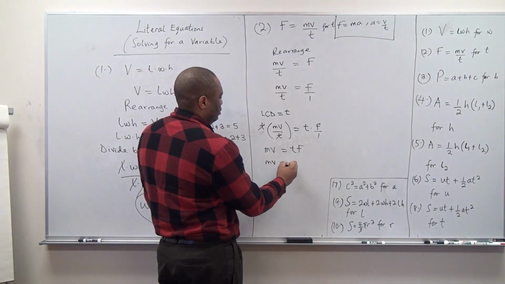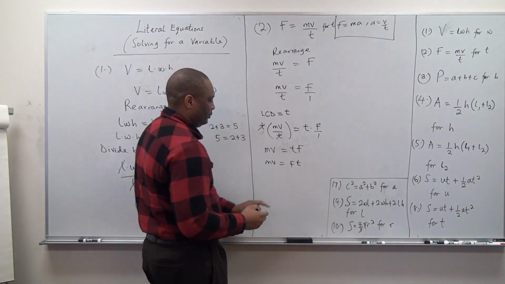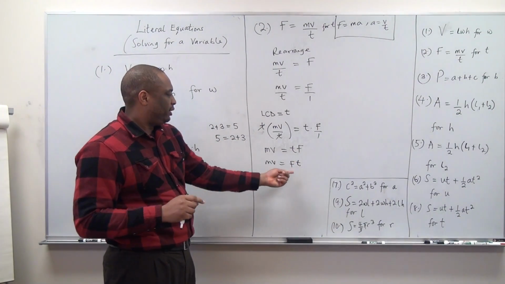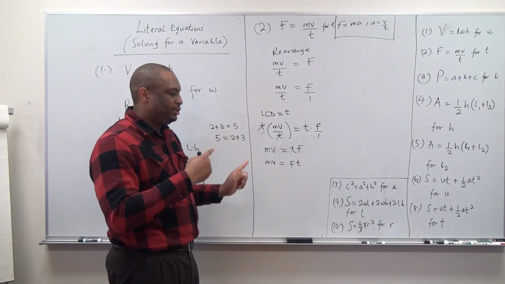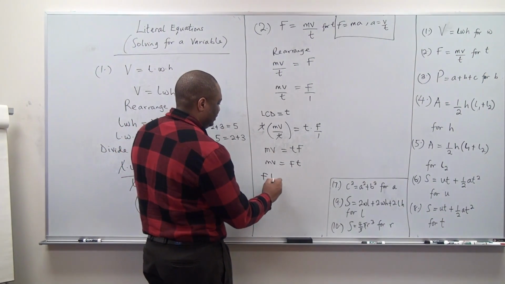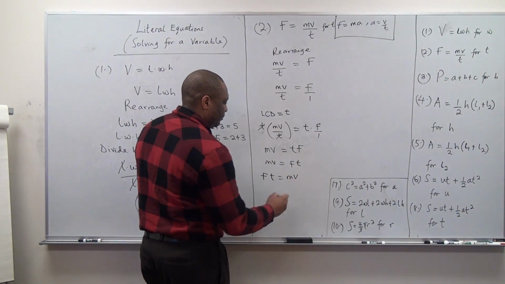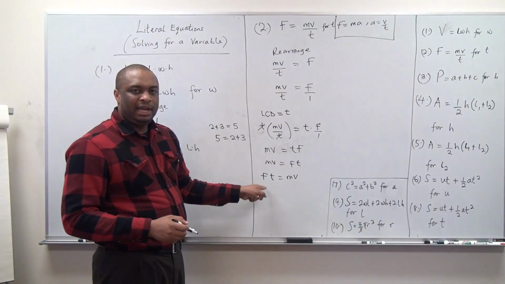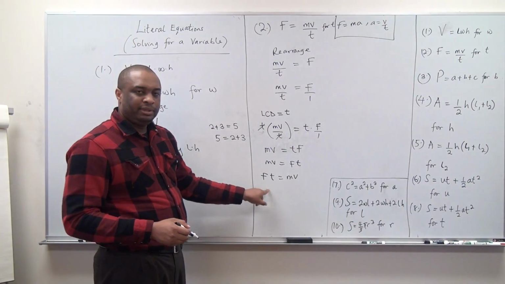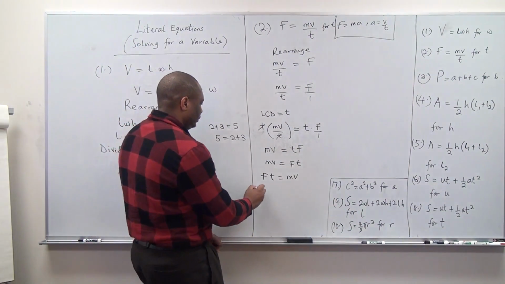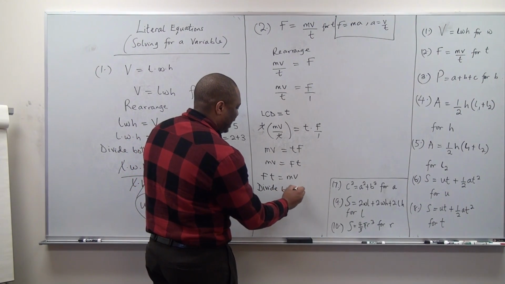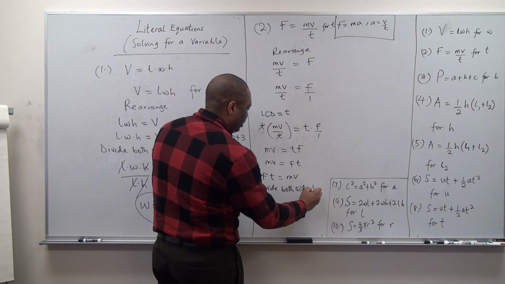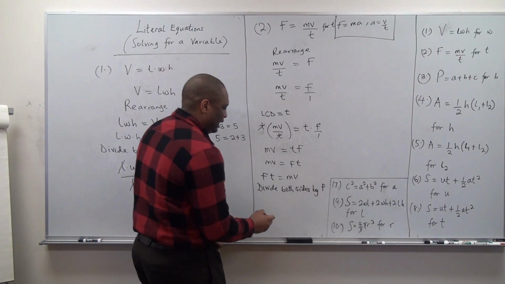mv equal to ft. So you need to rearrange again because now our t is on the right hand side. You say that ft equal to mv, and then you divide both sides by f. It is always good to write all these out, but for time's sake, I will not be writing it all the time. So divide both sides by f.